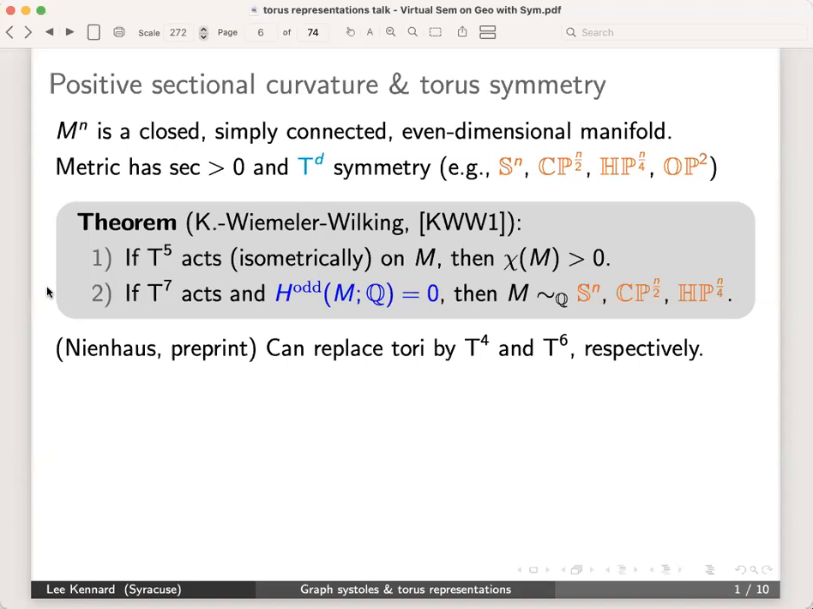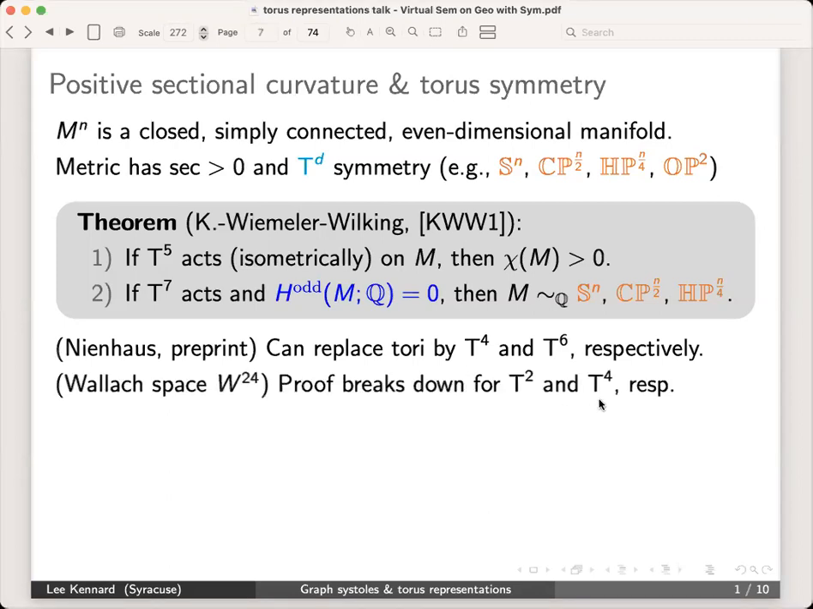I should mention that a student of Burkhard, Jan Nienhaus, has refined one of the tools that go into this. And I'll just briefly say that these same exact statements are true, but you only need to assume a T4 action in this case and a T6 action in this case. I think this is pretty exciting because if you try to go further and relax to a T3 or a T5, it might be true, but if you relax one step further than that, it's false. Specifically for the second statement, if you relax a T7 all the way to a T4, it's false.